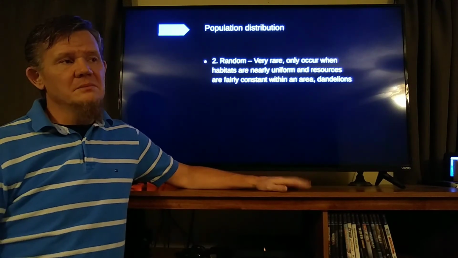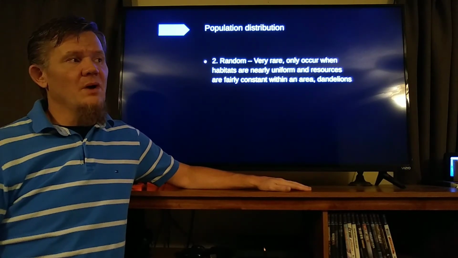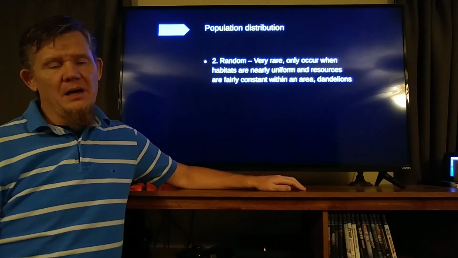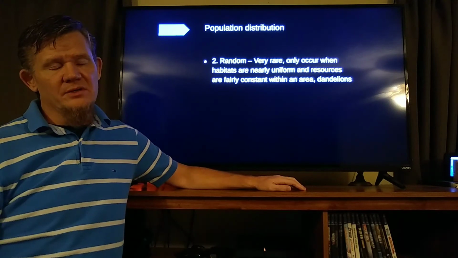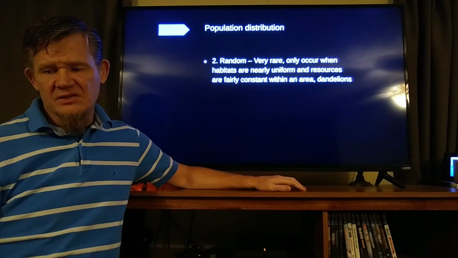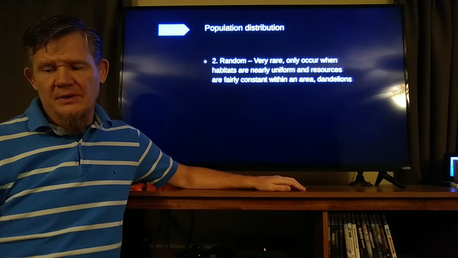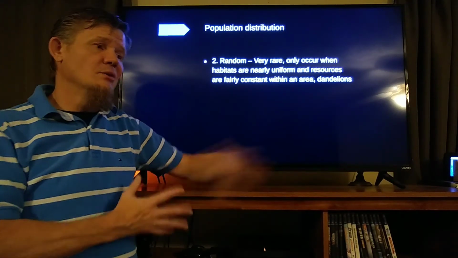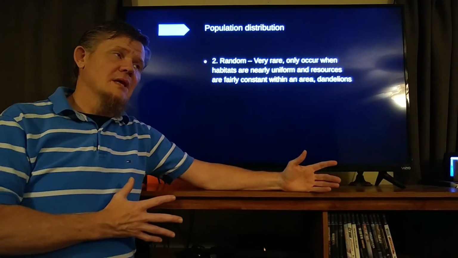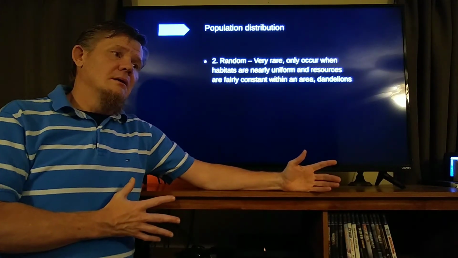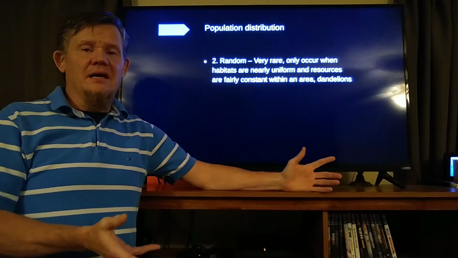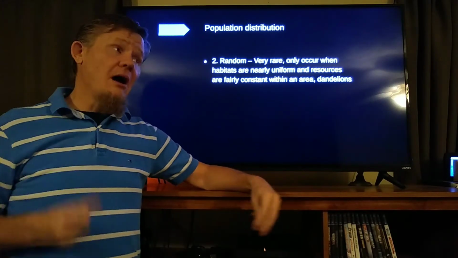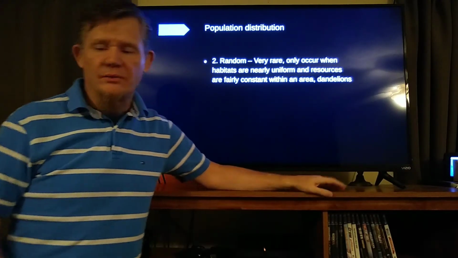So random says that there's no order behind where organisms are dispersed throughout the environment. That's just very rare. An example would be like dandelions in your yard. Your yard is a fairly uniform habitat as far as a dandelion is concerned. So dandelions are in fact randomly spread throughout your yard.